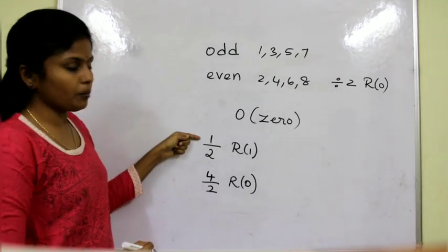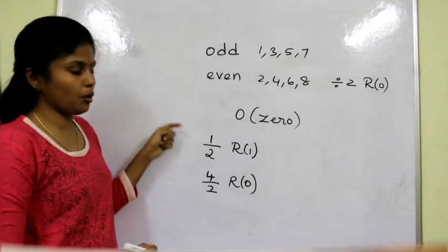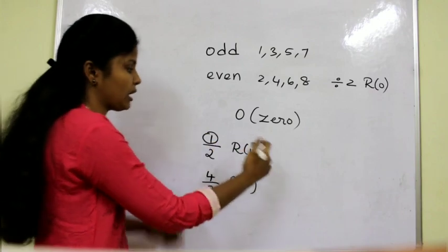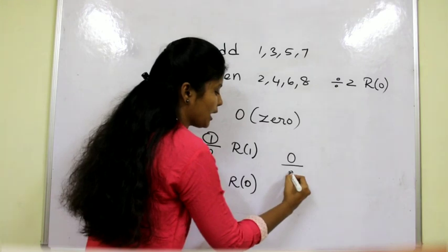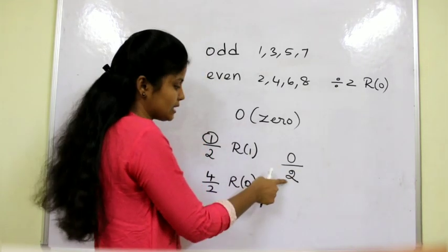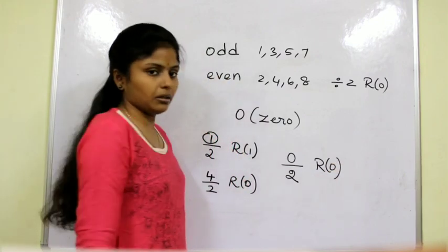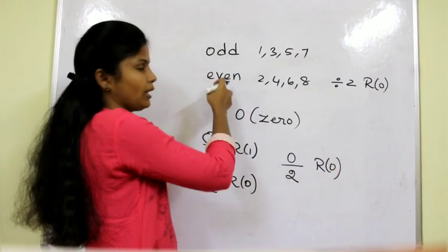So whenever your numerator is lower than your denominator, this number becomes your remainder. In the same manner, when you divide 0 by 2, 0 being less than 2 makes 0 as the remainder. So 0 belongs to the even number.